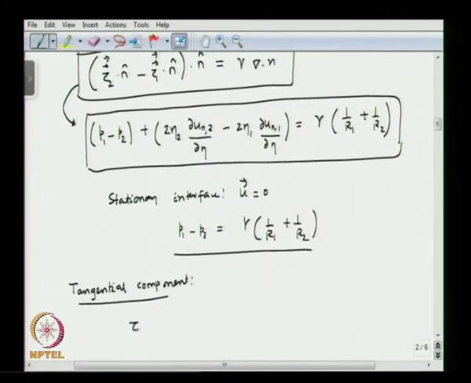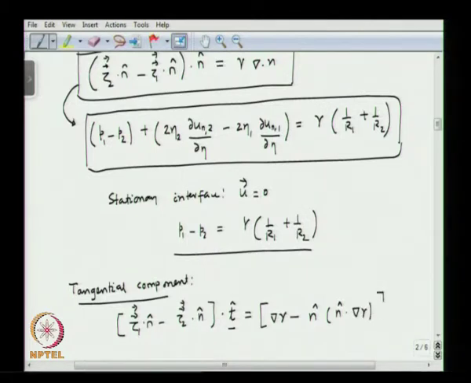So, we can write (tau 1 dot n minus tau 2 dot n) dot t will be equal to, so that makes it the tangential component, gradient of the surface tension minus n cap n dot gradient of surface tension, into t dot.